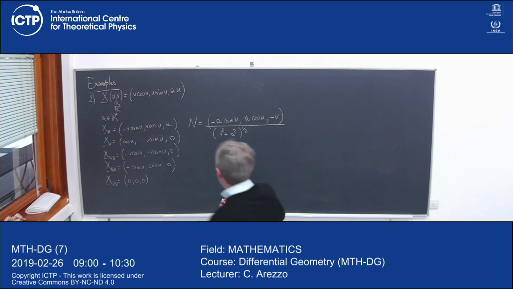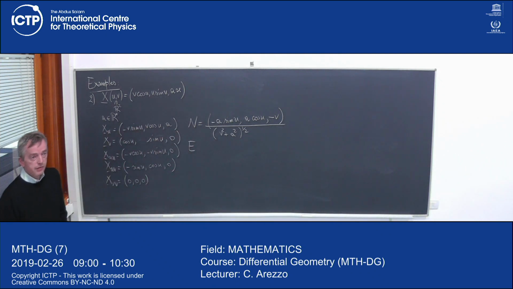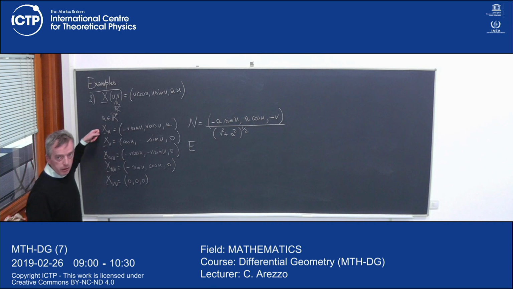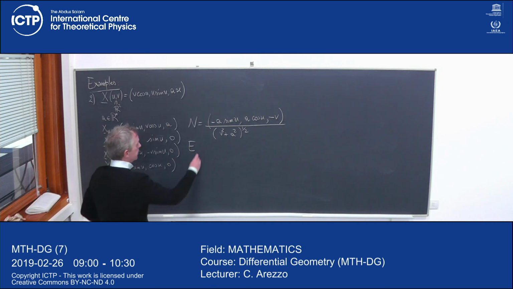Now again, let's compute the first fundamental form, the second fundamental form, and the mean and Gaussian curvatures, and everything. These are the easy ones. The capitals are, of course, just the scalar product of the first with itself. So it's v squared plus a squared.